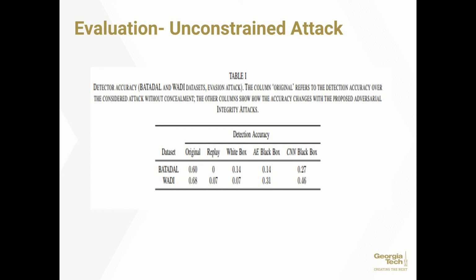In comparison to the WADI dataset, the replay and white box attacks are detected at the same rate, and the replay attack is not completely hidden in this case. The black box attack is detected at a higher rate for both the autoencoder and convolutional neural network methods, while the autoencoder method is detected at a slightly less rate.